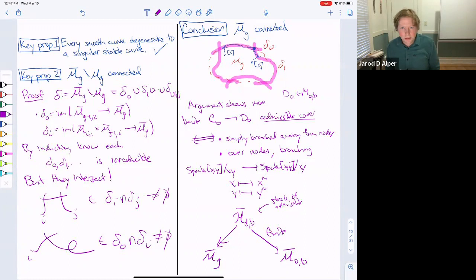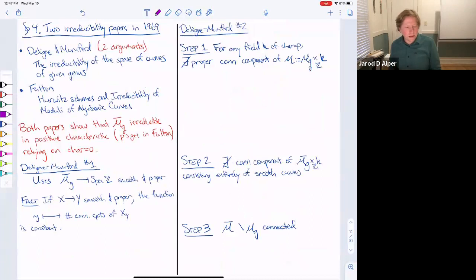I just wanted to give a summary of some other arguments. Right, so I wanted to go back in time. What I had just presented was an argument from 82. Now I want to show how the story started in 69. 69 was an incredible year for mathematics, with Deligne and Mumford's paper and Fulton's paper. So I want to quickly summarize Deligne and Mumford's arguments. They gave two different arguments, and Fulton.